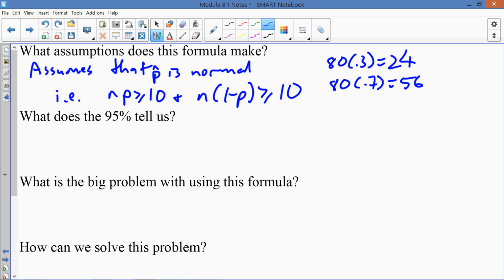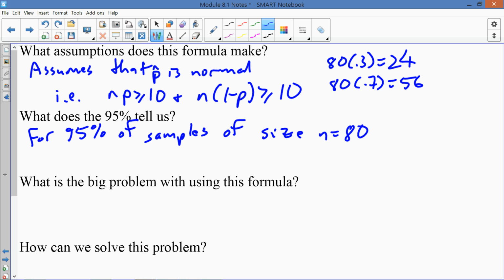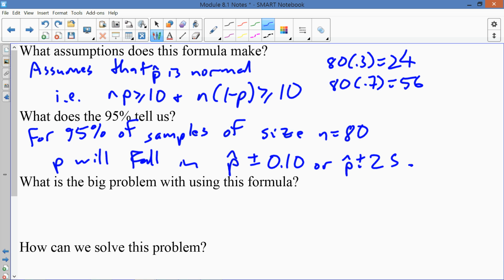What does the 95% tell us? For 95% of samples of size n equals 80, p will fall in the sample proportion from that sample plus or minus 0.10, or p hat plus or minus that 2 times the standard error of p hat. That's that formula. Okay, what's the big problem with that formula?